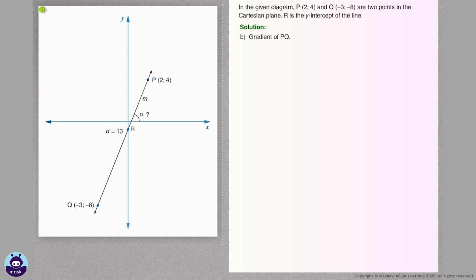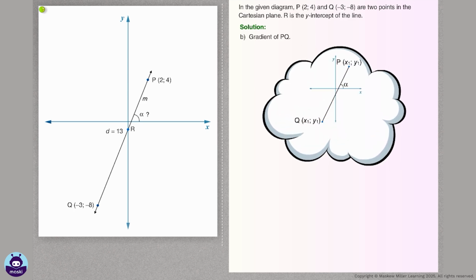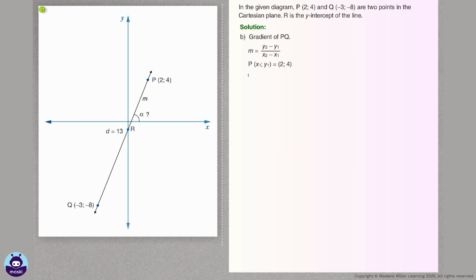Gradient of PQ. Gradient of a line can be easily determined if the coordinates of 2 points on the line are given, or the angle of inclination of the line with the x-axis is known. In this case, the coordinates of 2 points are known, so we can use the formula for the gradient directly. Substituting values, we get the gradient of the line PQ. Therefore, m is equal to 12 over 5.